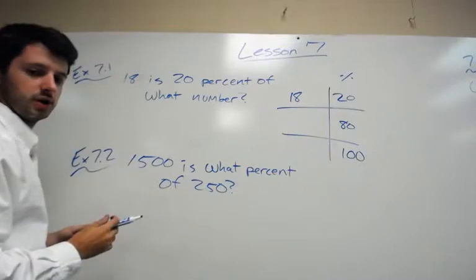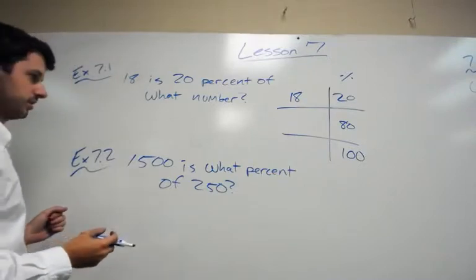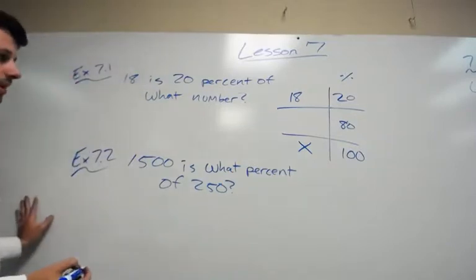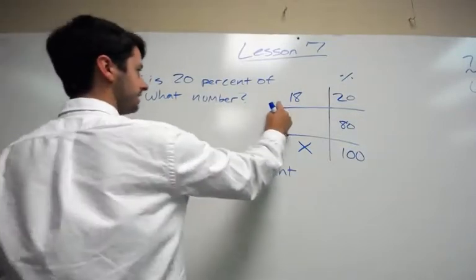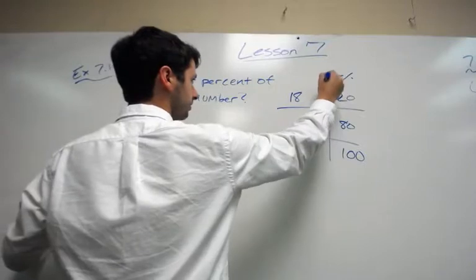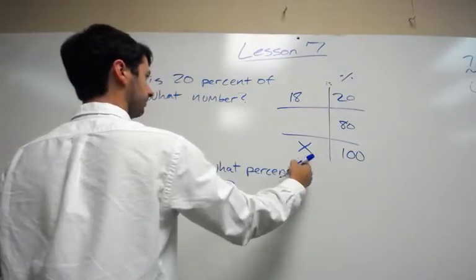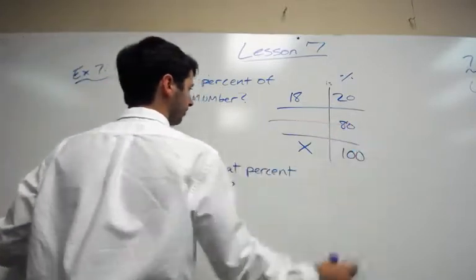Now I want to know of what number. So it wants to know the full amount, so that would be the blank that we are looking for. 18 is 20% of what number? So then we solve with our ratio.